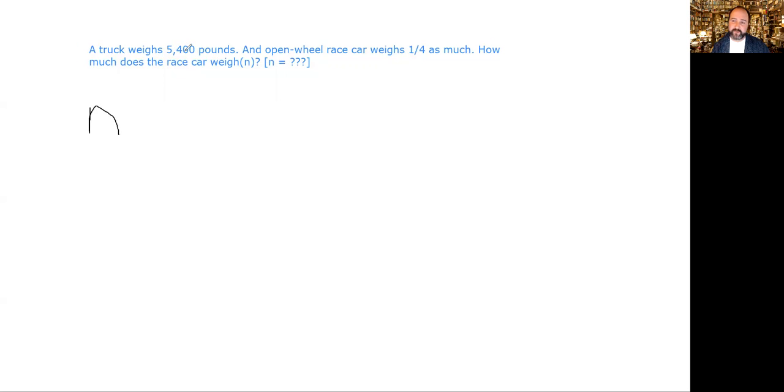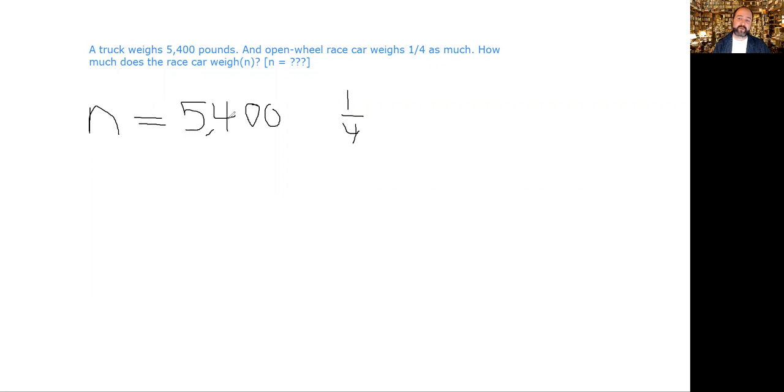So a truck weighs 5,400 pounds, and an open-wheeled race car weighs a quarter as much. So you know instantly a quarter is going to be smaller than a whole, right? So you're looking for a smaller number than 5,400, right? And so we're looking for how much the race car weighs, this very light race car, okay? So we have our number, 5,400, and we have 1/4, right? Our question is, is this going to be a division sign or a multiplication sign, okay?